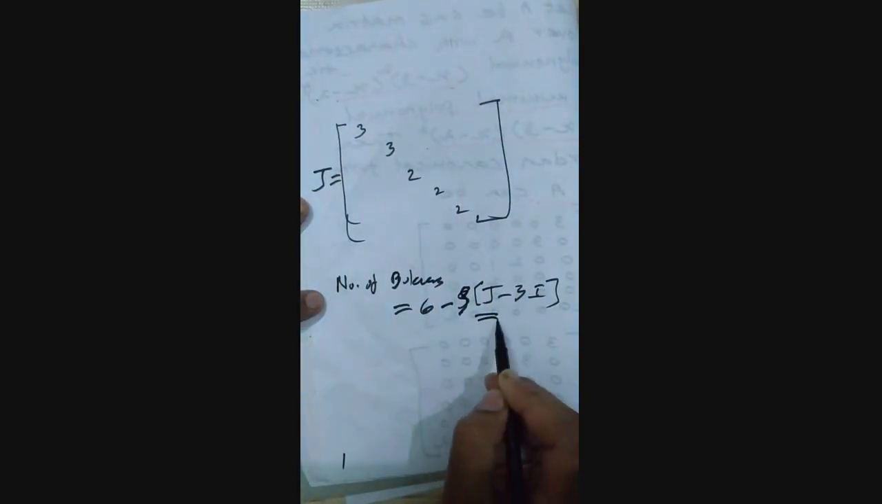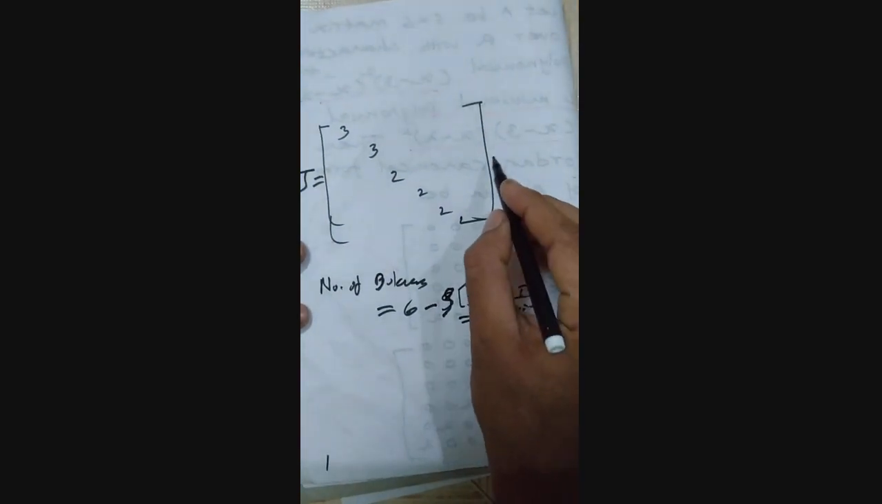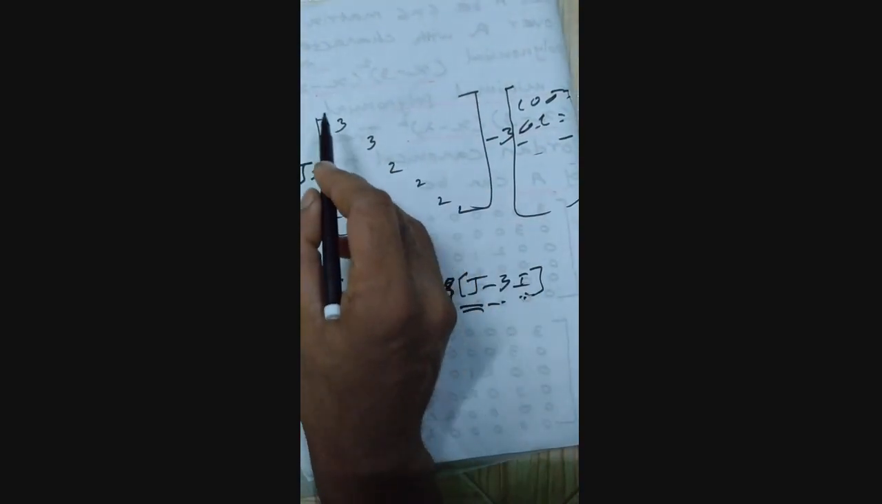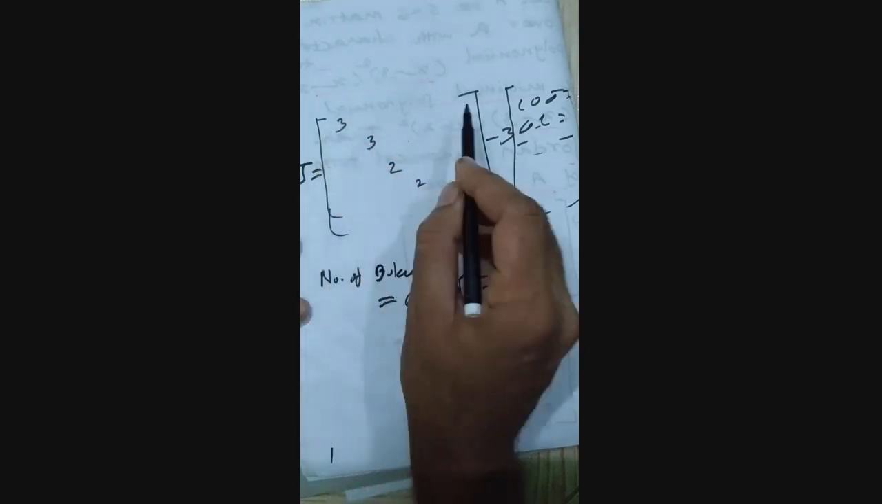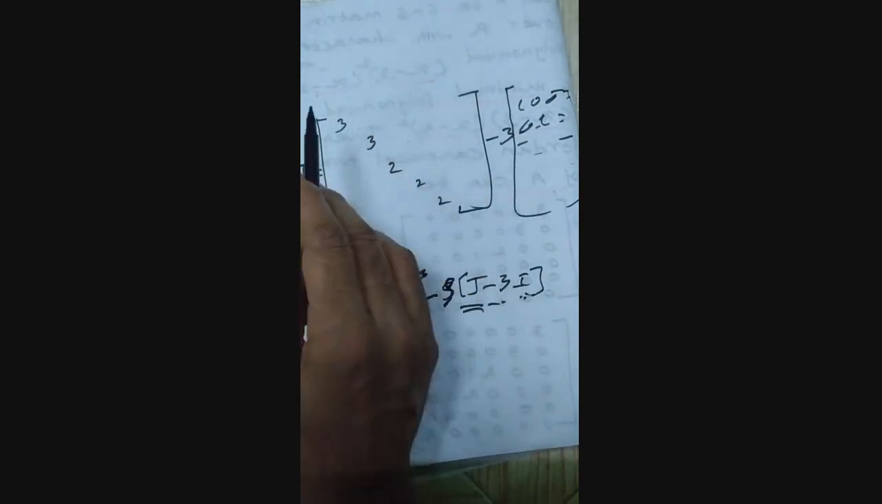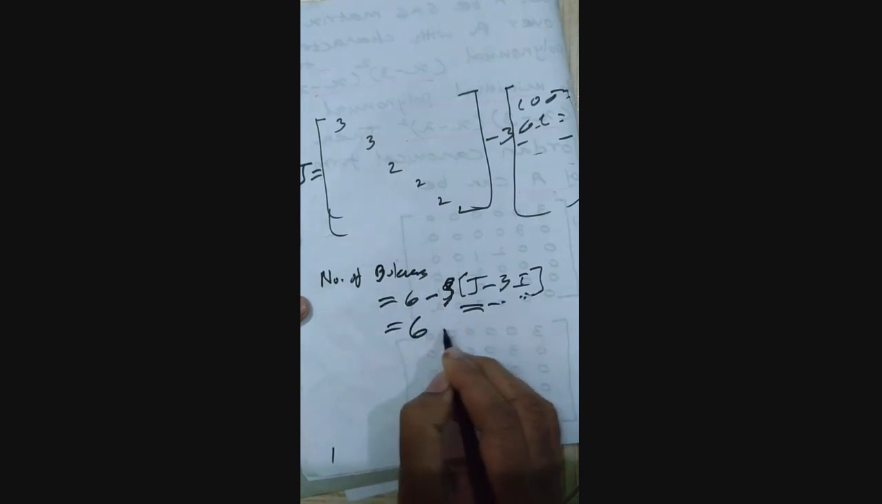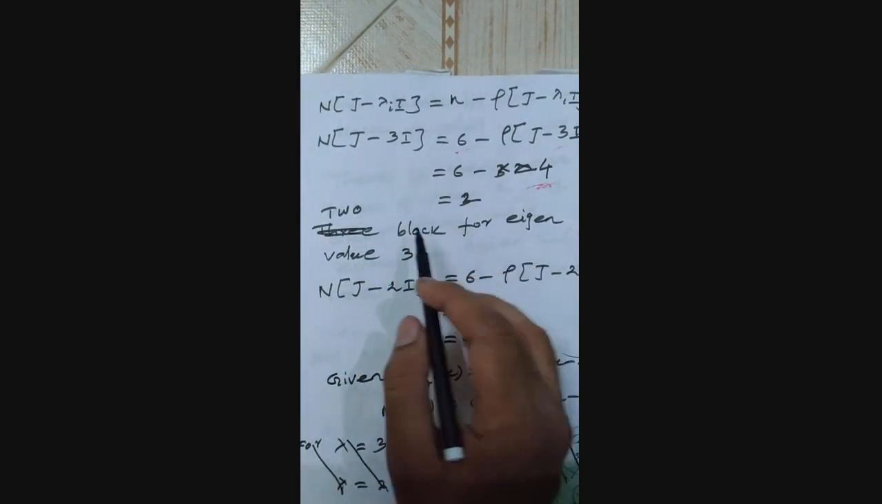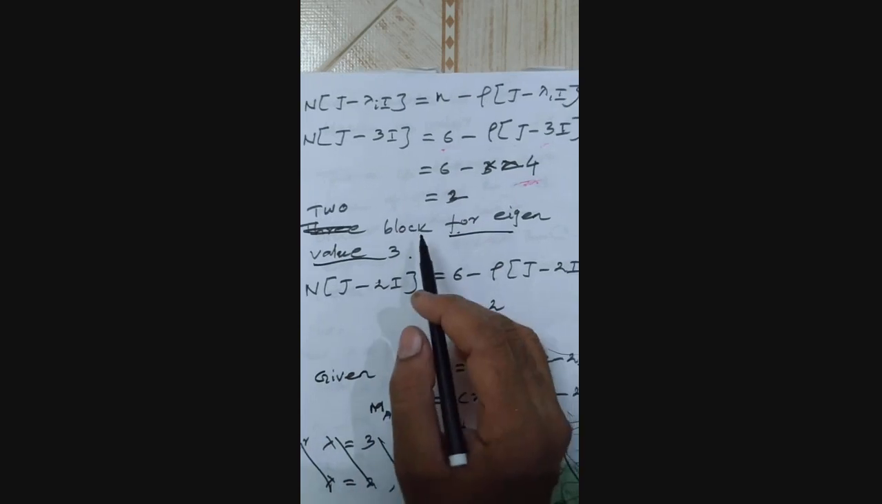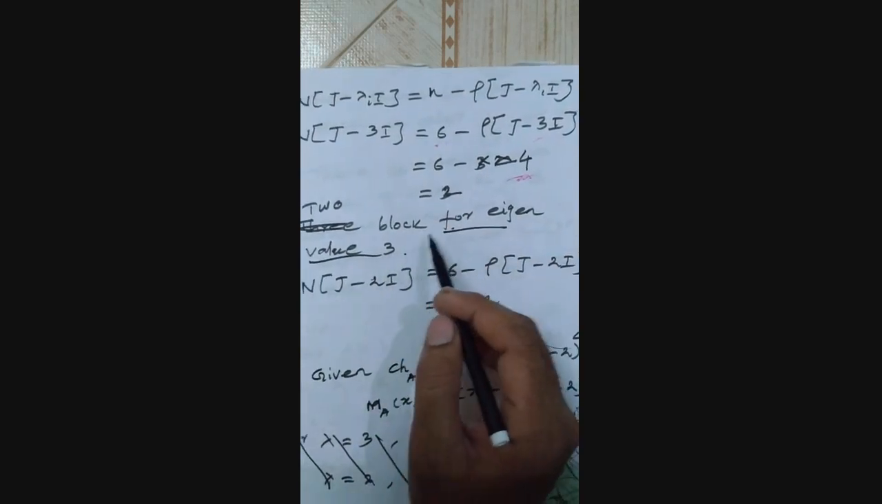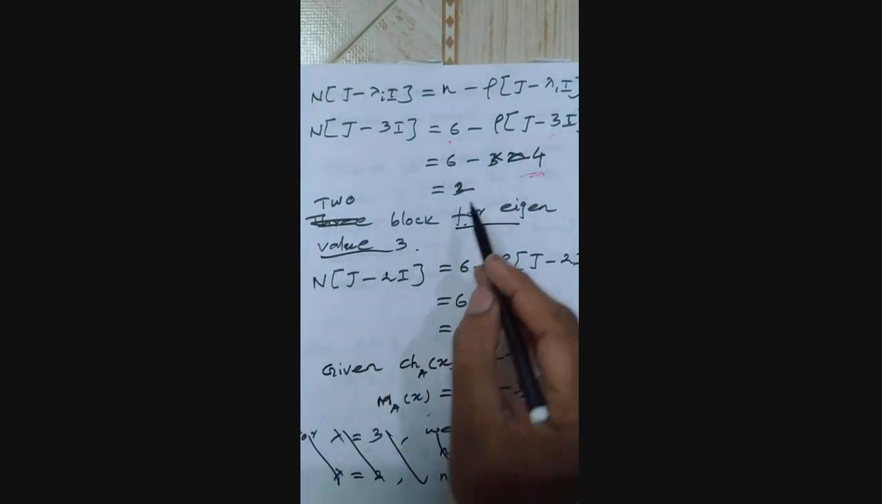So this is a Jordan block, then minus 3I, the corresponding unit matrix, that is 1 0 0, 0 0 1, like this. So subtracting, in the diagonal we are getting 0 here, 0 here. So the first two rows are zero rows. The remaining four rows are non-zero rows. That is the rank. So that is 6 minus 4, so 2. So we are getting 2 blocks for eigenvalue 3. Now we have found the number of blocks for the eigenvalue 3, that is 2 blocks.